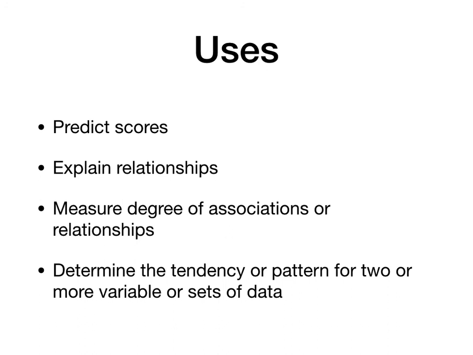Correlational design is most often used to predict scores, explain relationships, and to measure the degree of association. It looks to identify tendencies or patterns for two or more variables or sets of data.